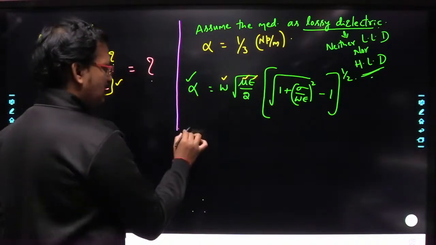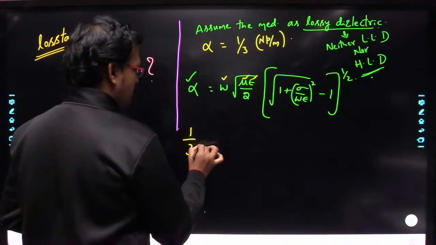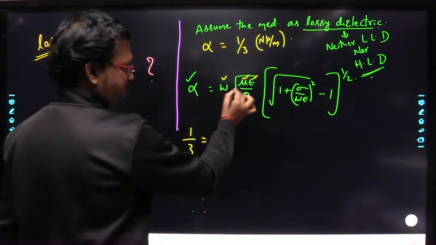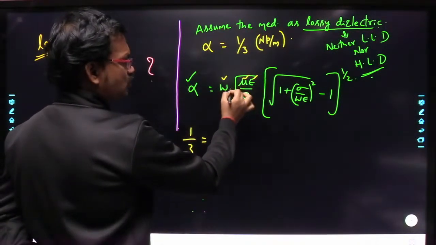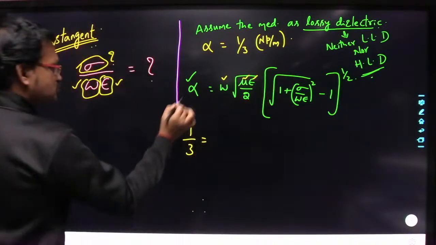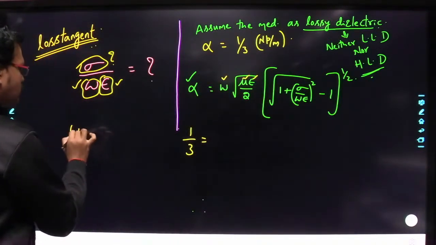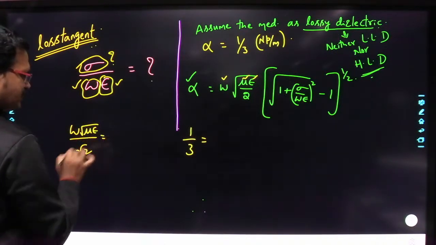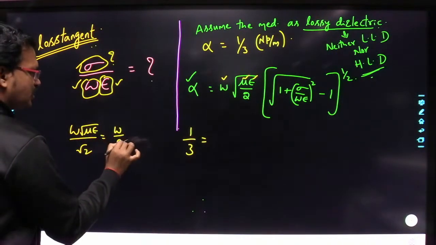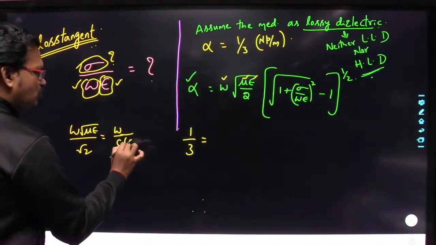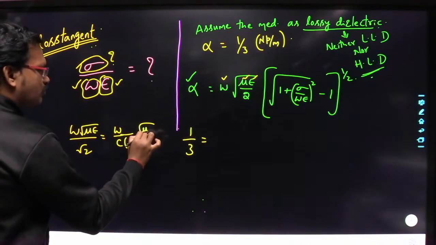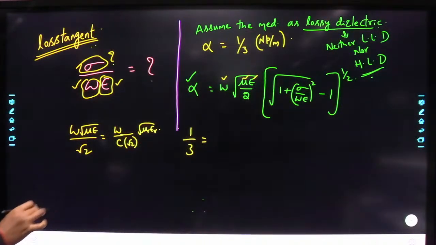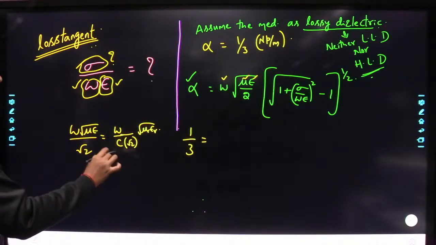So see here, alpha value is nothing but 1 by 3. So this is equal to omega into square root of mu epsilon. How can I write this one here? Omega into square root of mu epsilon divided by root 2. So I can write it as omega by c into root 2 into square root of mu r epsilon r. In this manner can I write here? Tell me.